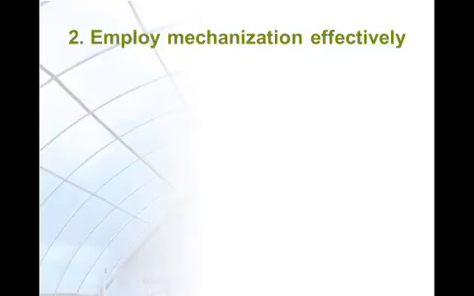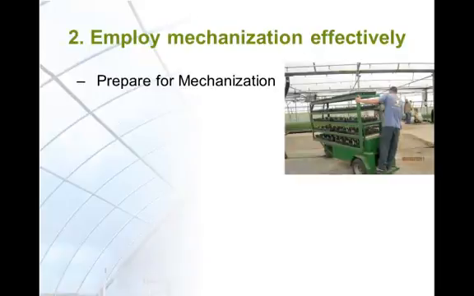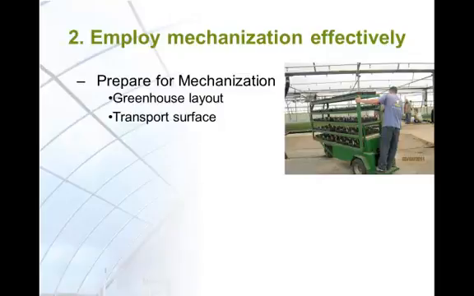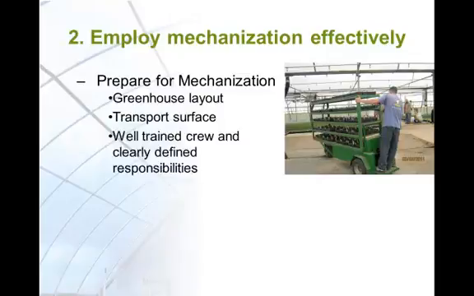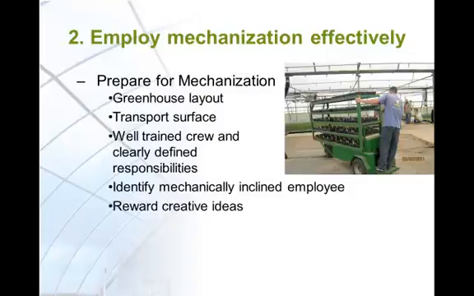Objective 2 is to employ mechanization effectively. Prepare mechanization by organizing the greenhouse layout, ensuring good transportation surfaces, building a well-trained crew and clearly defining responsibilities, identifying mechanically inclined employees for maintenance and operation, rewarding creative ideas, and having the mindset of continuous improvement.